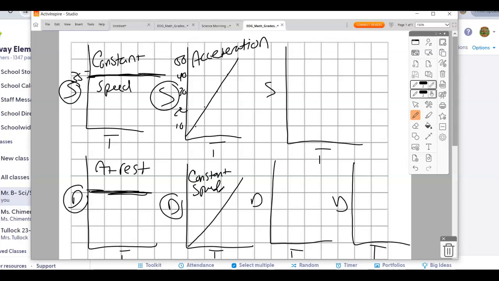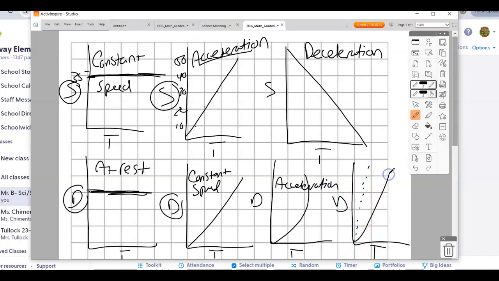Now, there's an opposite of this, where the graph goes like this, and this one's called deceleration. That's easy to remember. Then we've got 2 more things that we can talk about on a distance time graph. If it curves, this is acceleration. And then if I have the comparison of 2 things, the steeper is faster.